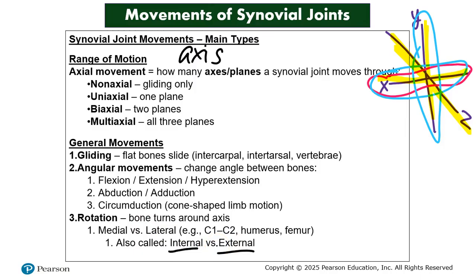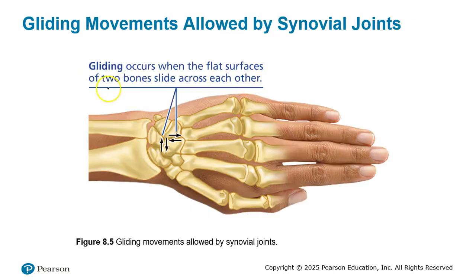Let's go ahead and get into our first general movement, which is going to be gliding. Gliding occurs when the flat surfaces of two bones slide across each other. So you can think of it as two coasters sliding past one another. It's going to be a very small motion, okay? And there's not going to be a particular axis. So they're just sliding across one another. That's it. Or you can just say they glide or slip over one another.